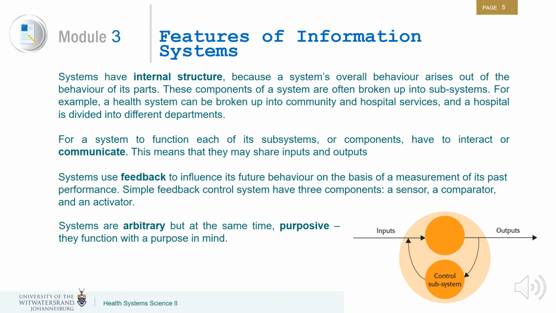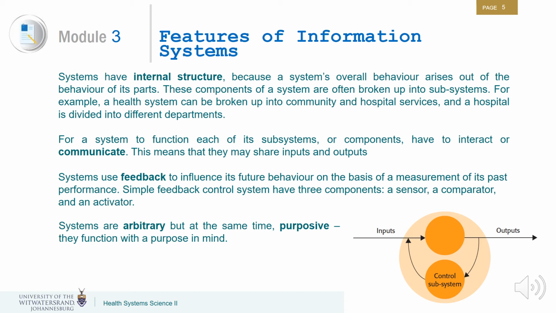So a sensor measures the parameters that can be controlled, so we know what can be controlled within a system, whereas the comparator determines whether the measurement deviates from that desired range, right? And the activator creates an output which then alters the environment in some way to change the value of the parameter being measured.